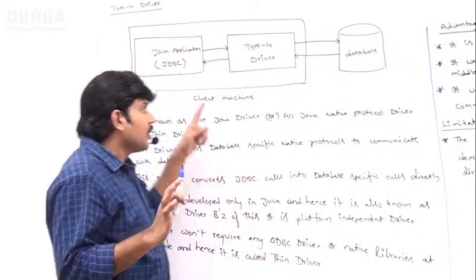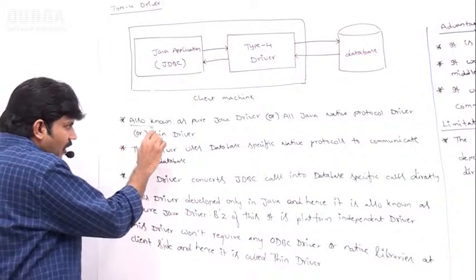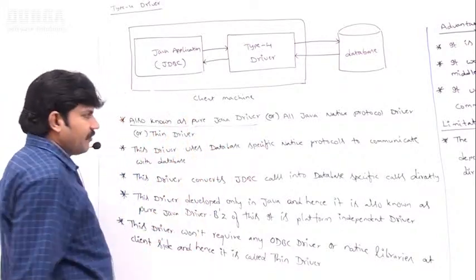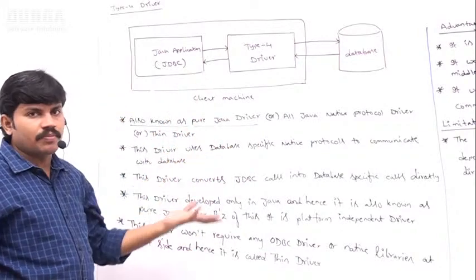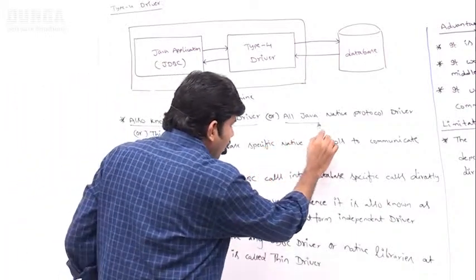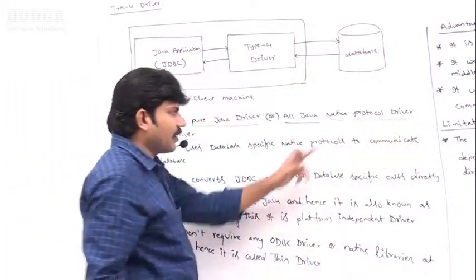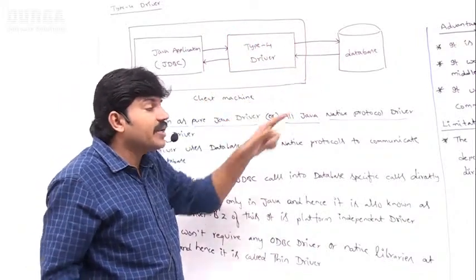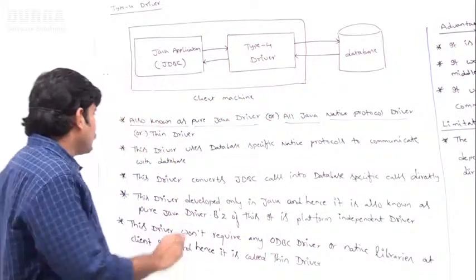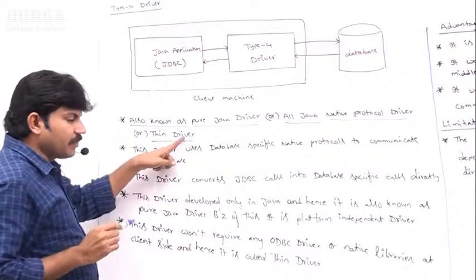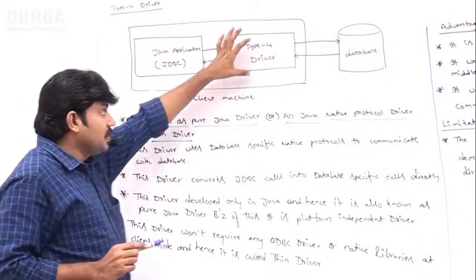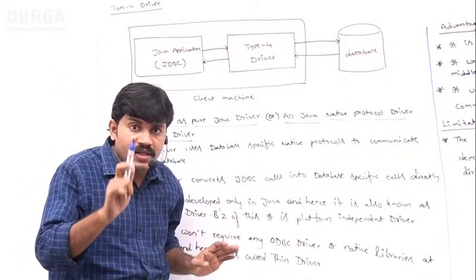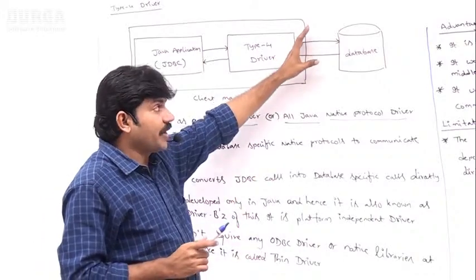Remember that, okay? Now just observe. It is also known as pure Java driver, because it is completely developed in Java, an all Java native protocol driver, because internally it uses database vendor provided native protocol. Next, it is a thin driver, because this driver won't require any extra component like ODBC driver to communicate with the database.